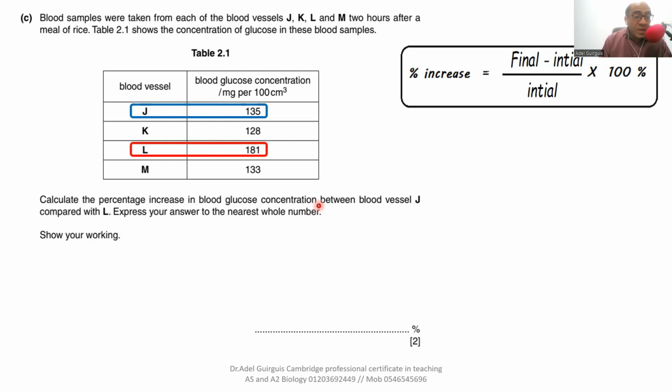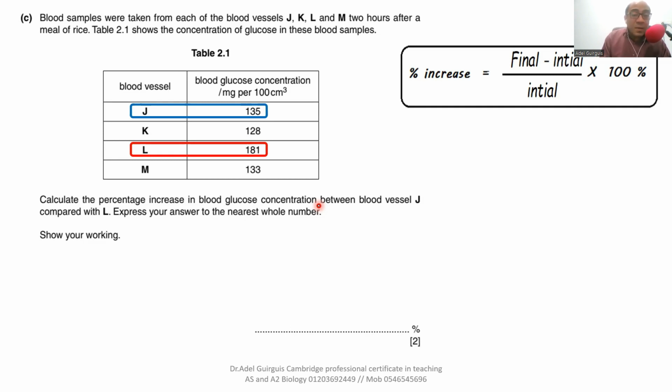I think maybe, for example, not all blood vessels contain the same content of blood glucose, especially after having a meal of rice, a meal of carbohydrate, a meal of starch. The hepatic portal vein carries more blood glucose from our small intestine towards the liver. So this has the highest concentration of glucose, much greater than the hepatic vein itself, for example.